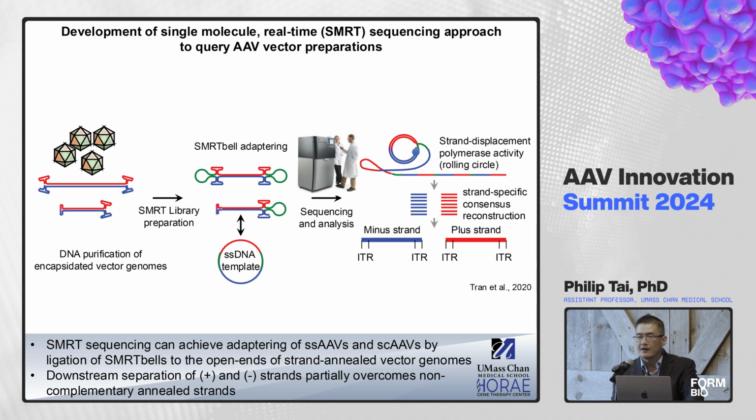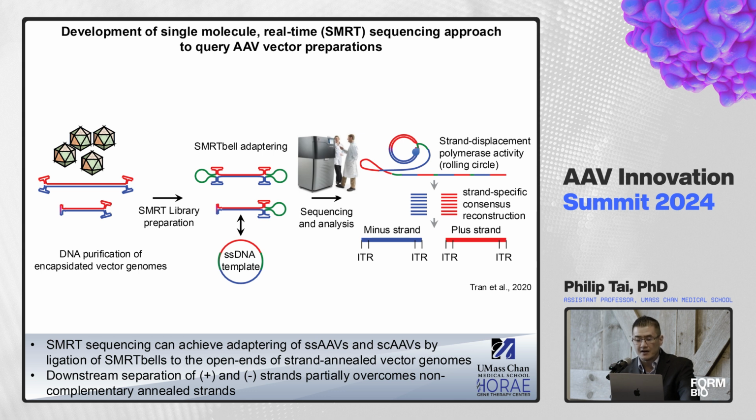Initially, we had relied on the fact that AAV packages plus and minus strand genomes at equal populations, and so if you undergo thermal annealing of the sample, then you can form these double-strand molecules. If you're sequencing self-complementary AAVs, which are inherently double-stranded, then you can adapter these on one end to form the single-strand DNA circular template, which is compatible, of course, with the PacBio methodology.